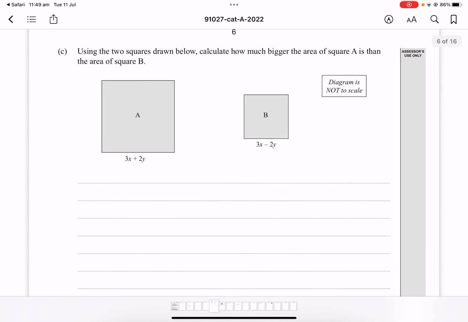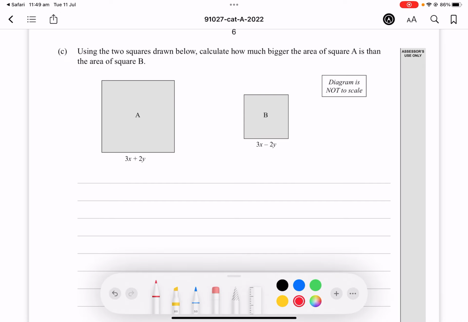Question C. Using the two squares drawn below, calculate how much bigger the area of square A is than the area of square B. So this is just the difference of areas. So we have the expression for area is base times height. So area equals base times height. But for a square, we know that the base is equal to the height. So we know that A is equal to the side length squared.